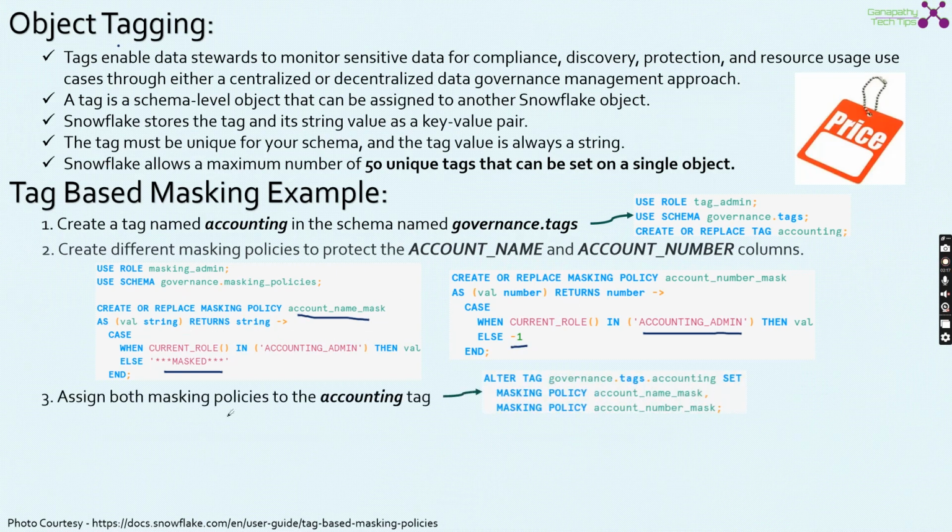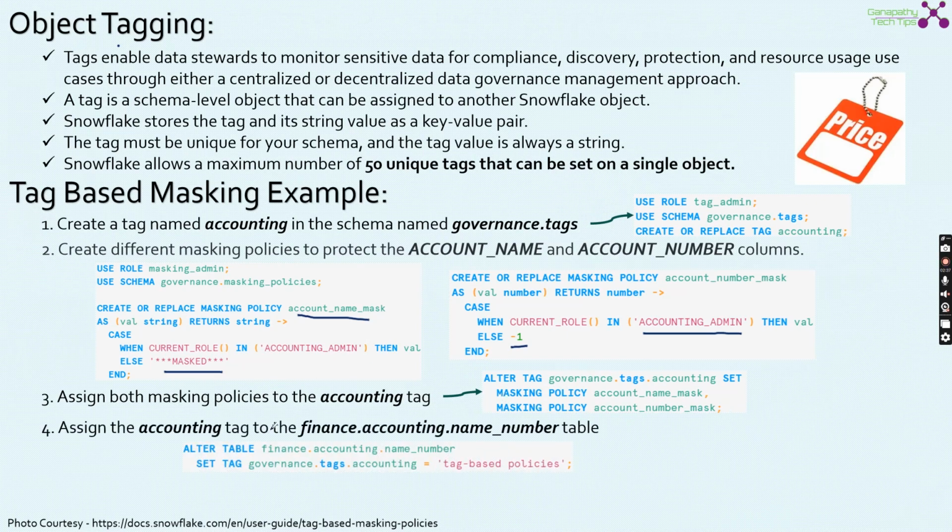Moving on, we are attaching the masking policy to the accounting tag. Earlier, we attached the masking policies to the table. Here, we are attaching the masking policy to this specific tag which we already created, using the alter tag command, and we are setting the masking policies account name mask and then the account number mask. Simple stuff. Now, we are assigning the accounting tag to the table. Instead of directly assigning the masking policy to the table, here we are assigning the accounting tag using the alter table command and then setting the tag as this one.